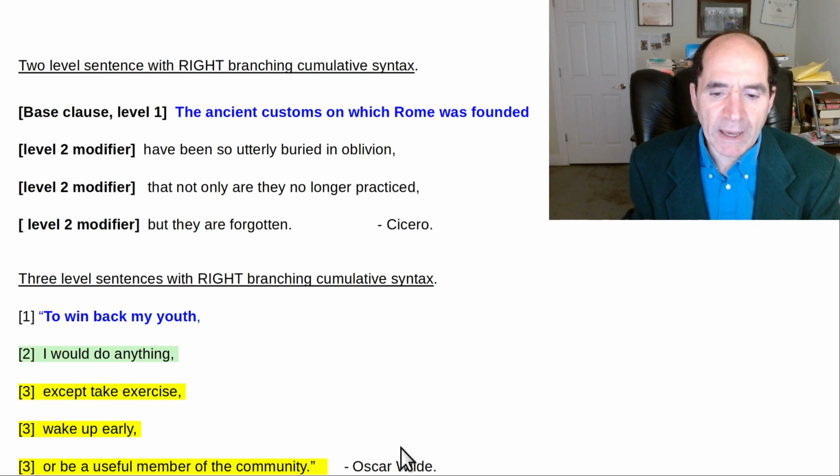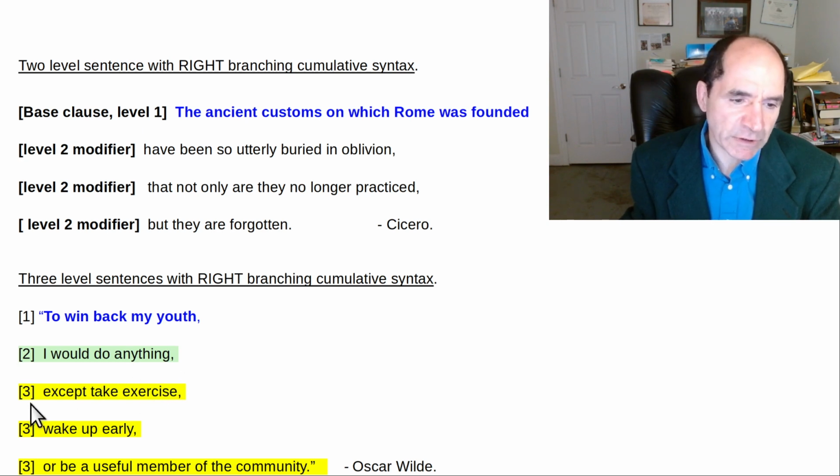All right, so here's one by Oscar Wilde, the great Irish writer. To win back my youth, I would do anything except take up exercise, wake up early, or be a useful member of the community. Okay, so you can see how "I would do anything" refers back to the initial statement, and then "I would do anything except take up exercise" refers back to the second statement. So this is a level 3. "Wake up early," again referring back to this, or "be a useful member of the community."